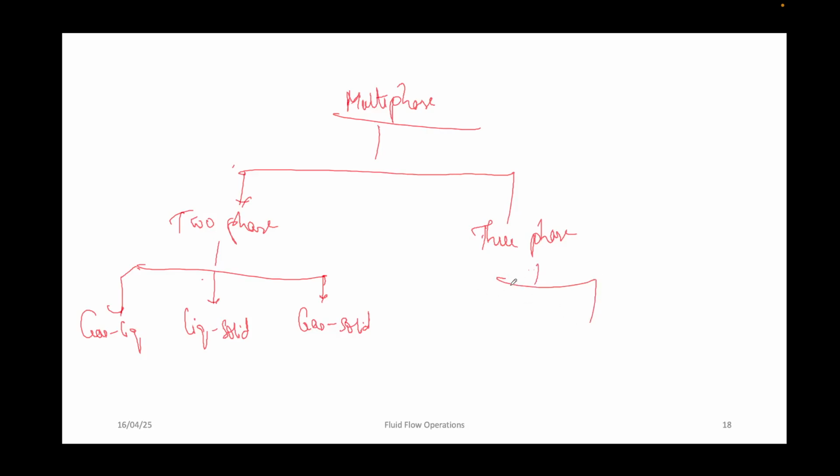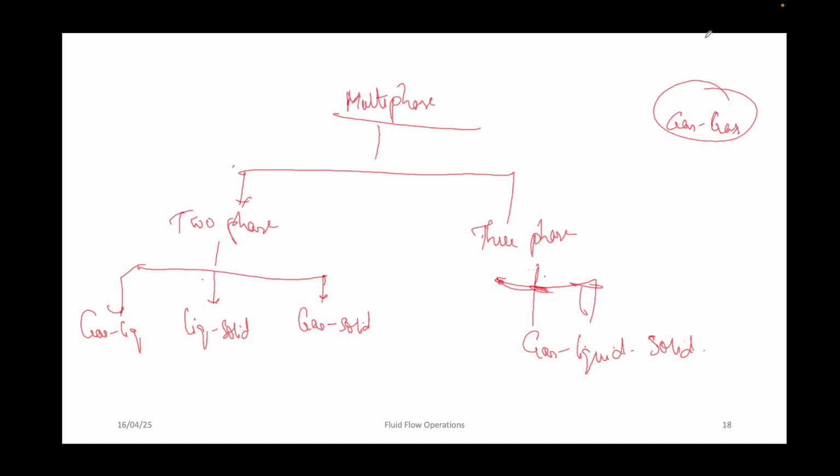And then we have three-phase, which basically covers different types. I'll just give one example here: gas, liquid, and solid. There could also be gas, liquid, liquid, and other combinations as well, but I'll just stick to this for now. We can also have other types, that is gas, gas, liquid, liquid as well.